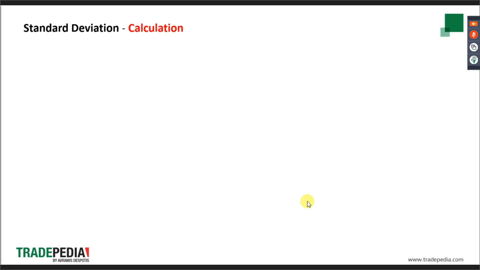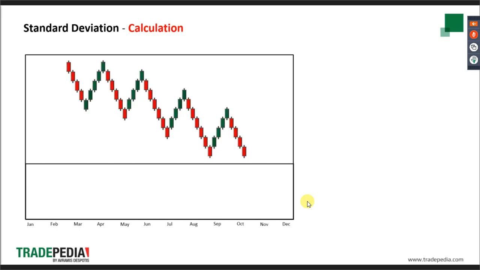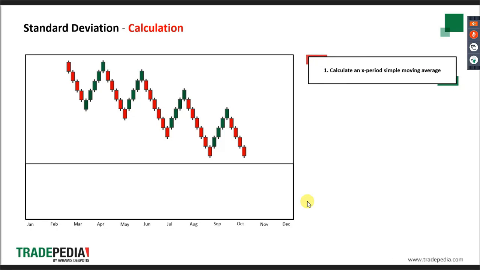Now, how do we calculate the standard deviation? First, calculate an X period simple moving average. The default period is usually 21, but in this example, we'll just use a 3 period moving average.